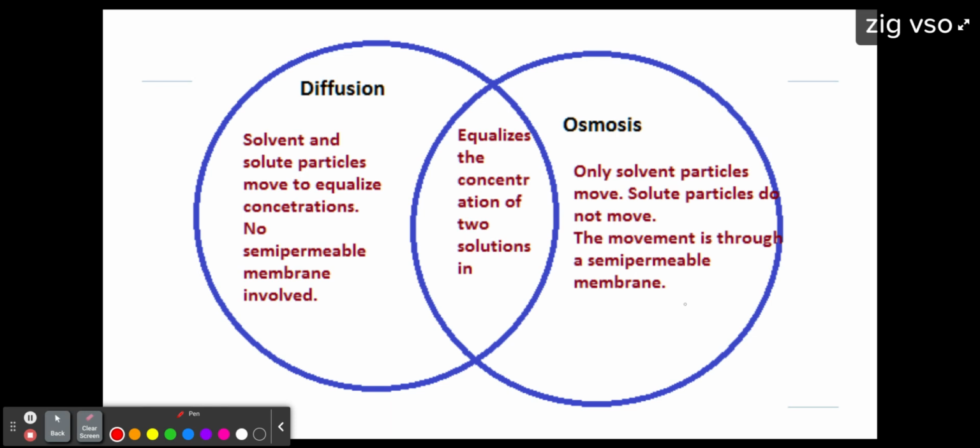So just kind of comparing the difference between diffusion and osmosis, both of them equalize the concentration of two solutions from an area of high concentration to an area of low concentration. Diffusion, you can have any solute. It can be gas, it can be liquid. No membrane is involved. Osmosis is only movement of water, and it has to be through a semi-permeable membrane.